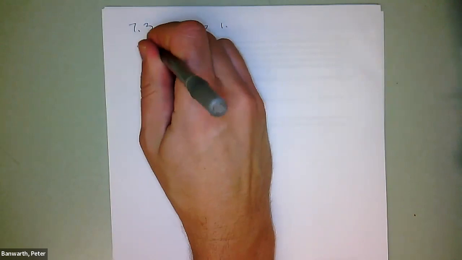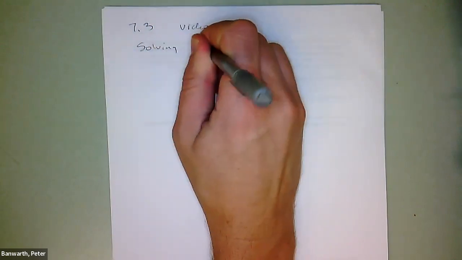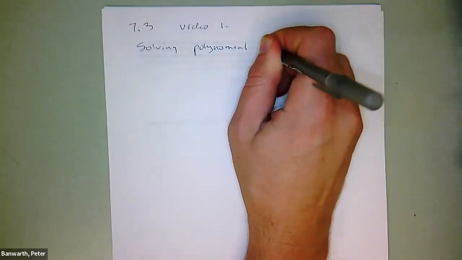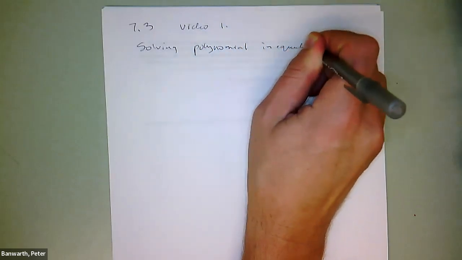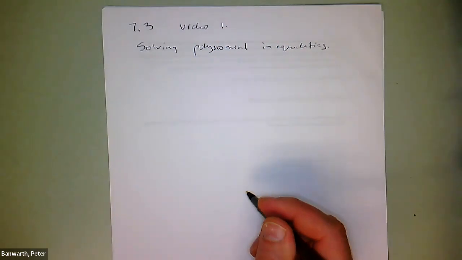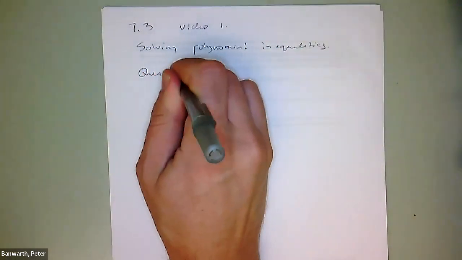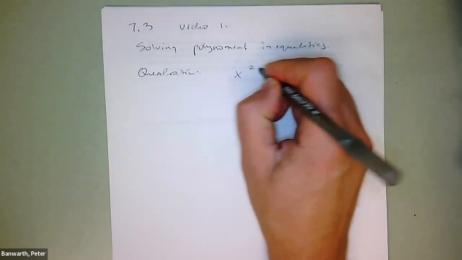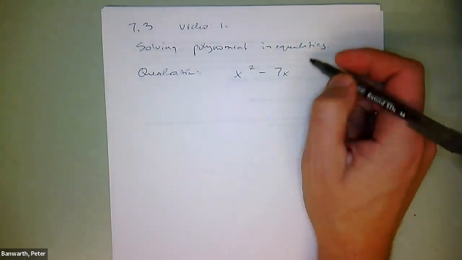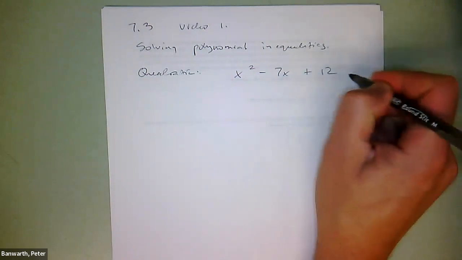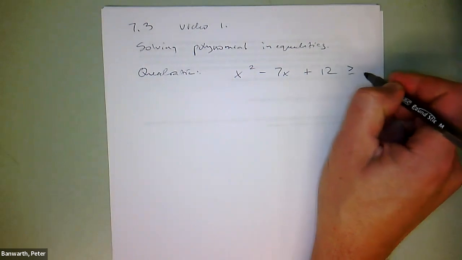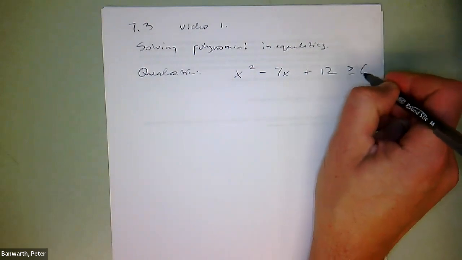So video 1, solving polynomial inequalities. All right, so we'll start with a quadratic. And let's look at x squared minus 7x plus 12. And we want to know, when is that greater than or equal to 6?